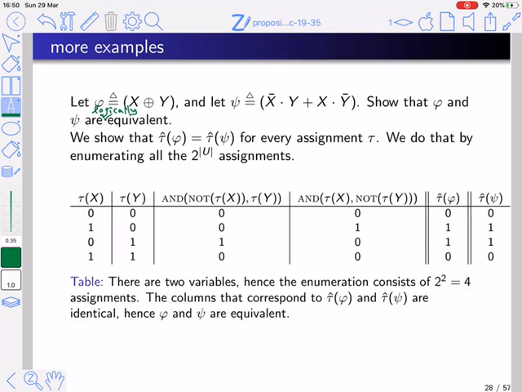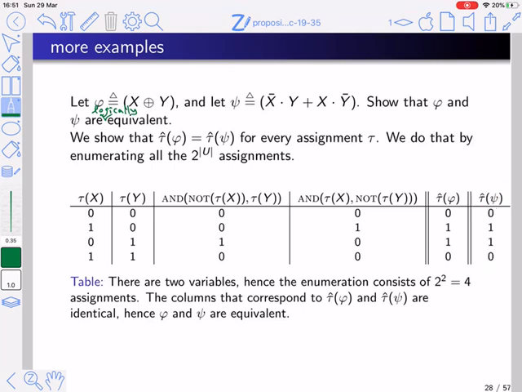And now what we do is we write the truth value of x, not x and y, the truth value of x and not y. We have 4 possibilities. We take the OR of these two, so the OR of 0 and 0 is 0, the OR of 0 and 1 is 1, and so on. So we get here the truth value of psi. You should focus on this column.